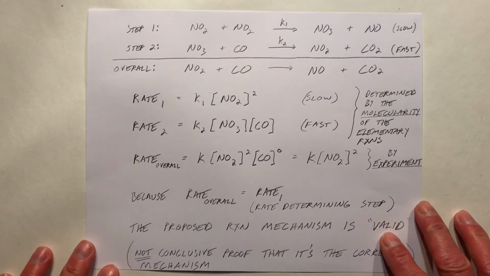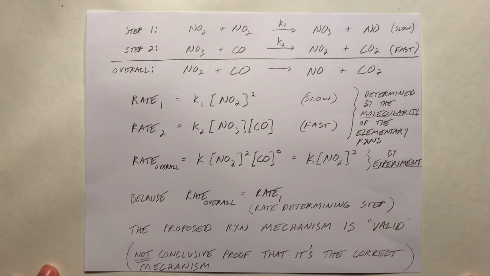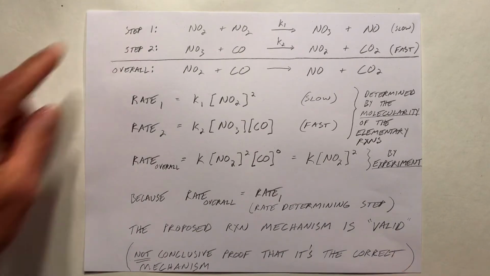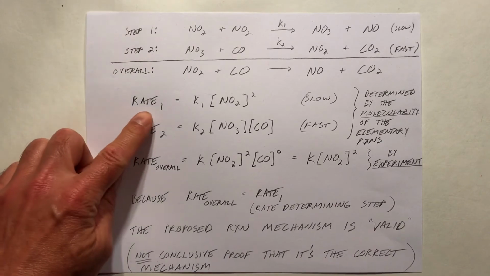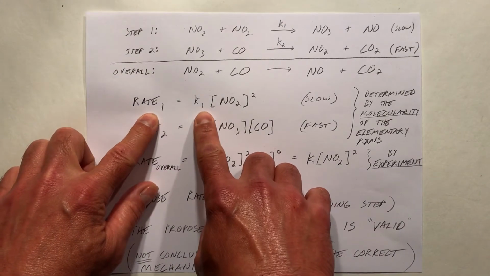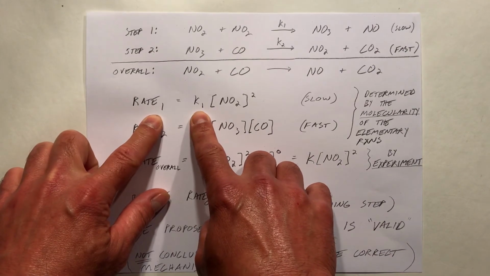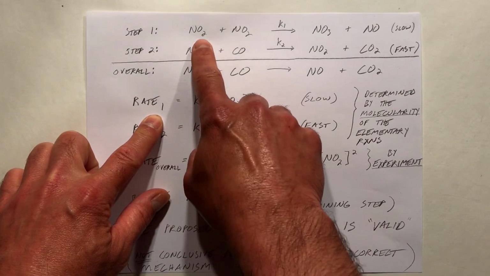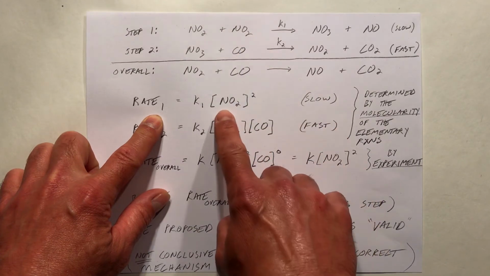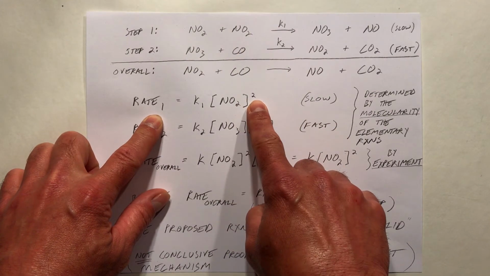All right, so let's consider that reaction again. Remember that the rate law for elementary reactions is just based on the molecularity. So we can say that for this first step, the rate law is that the rate is equal to, we'll say, k1, because we're talking about the first reaction there, multiplied by, well, we have two NO2s there, so it'd be NO2 squared.